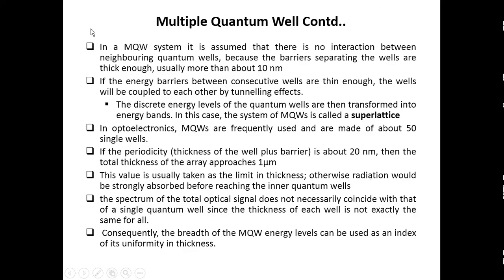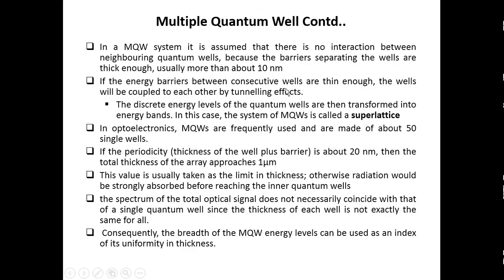In a multiple quantum well system, it is assumed that there is no interaction between different quantum wells because the barriers separating the wells are thick enough, usually more than 10 nanometers. Usually, when multiple quantum wells are used, the barrier thickness between the wells will be more than 10 nanometers. That is the standard we usually specify, and when we manufacture multiple quantum wells, the barrier will be about 10 nanometers in thickness. If the energy barriers between consecutive wells are thin enough, the wells will be coupled to each other by tunneling effects.